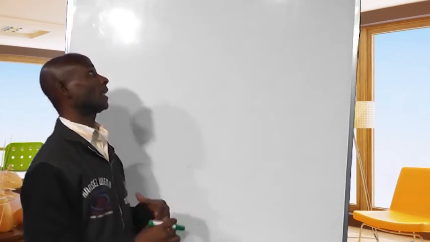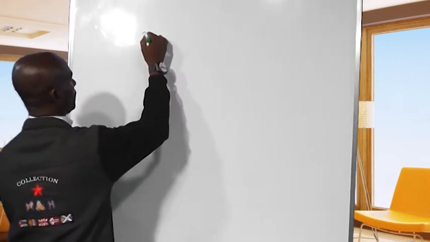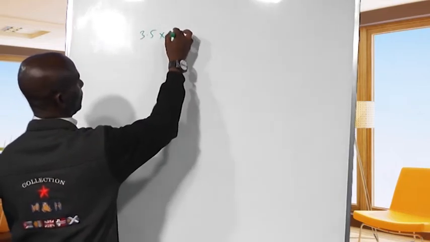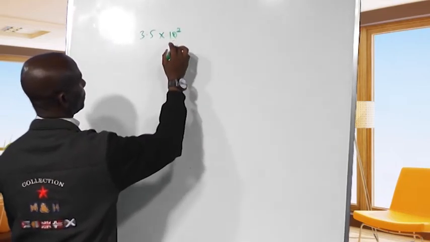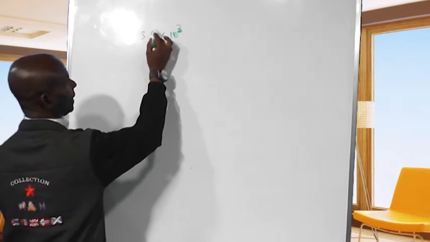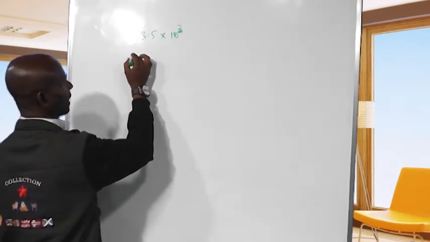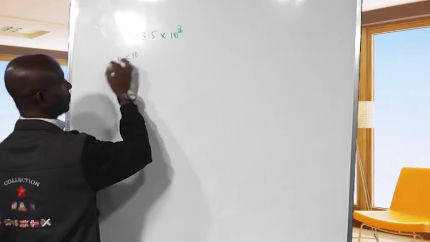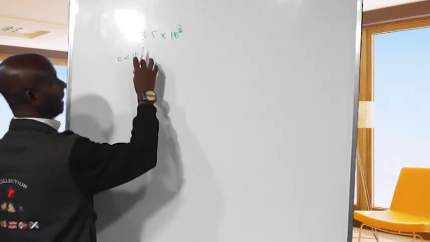What is standard form? When do we say a figure is in standard form? A number is said to be in standard form when that number is multiplied by the power of 10 and the first number is between 0 and 10. What do I mean by that? If we have 3.5 times 10 to the third, this number is multiplied by the power of 10 and this first number here is not more than 10 and it's not less than 0.